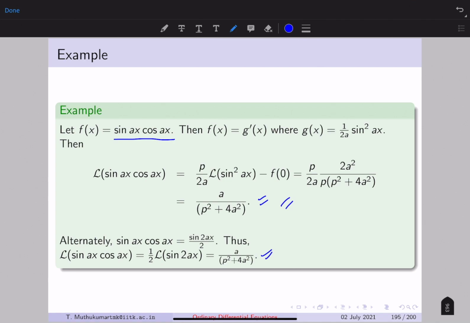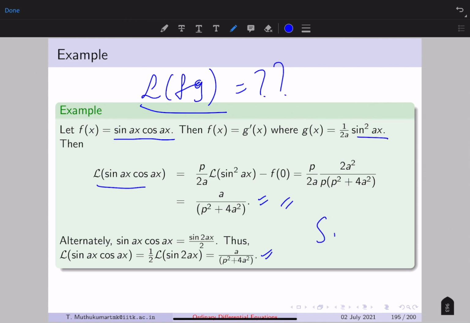So one thing is clear: we have not said anything about pointwise product, so we cannot compute it in general. But for some special class of f or g, we know how to compute the Laplace transform by other means. For instance, sine square is also seen as a product, right? Sine dot sine, but we use the linearity of the Laplace transform to compute the Laplace transform of this multiplication.